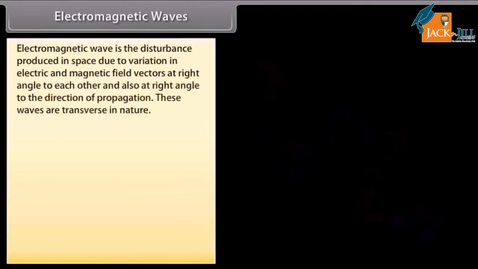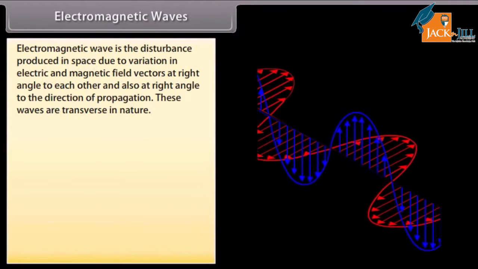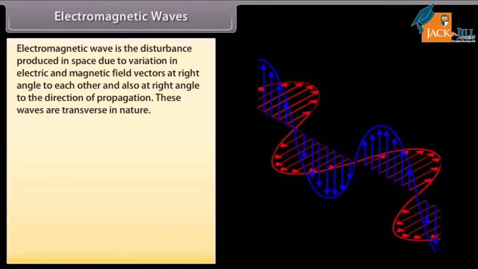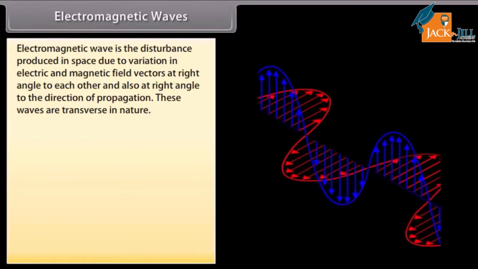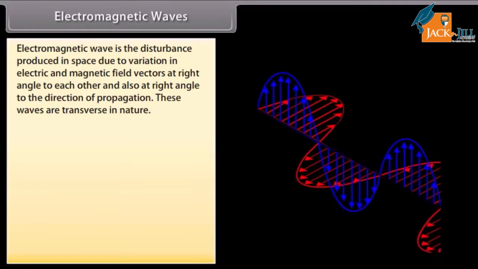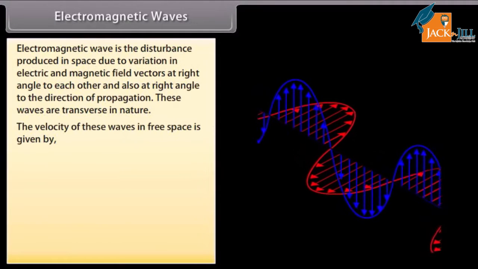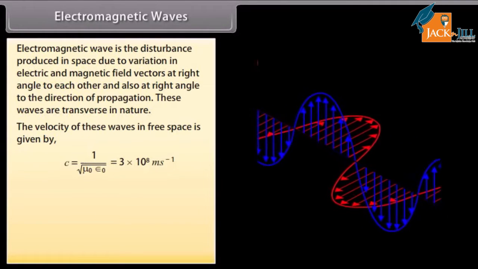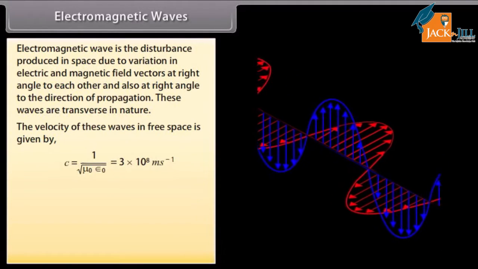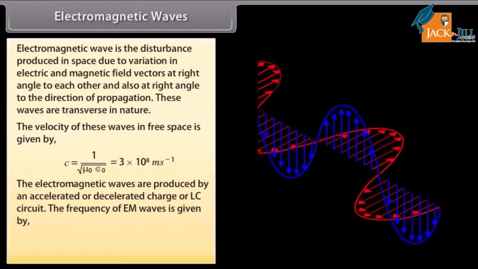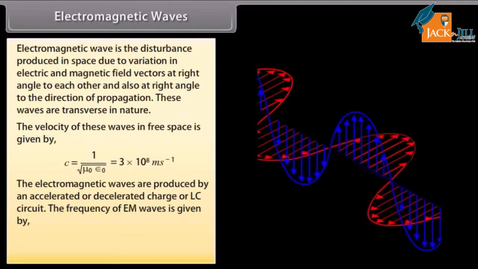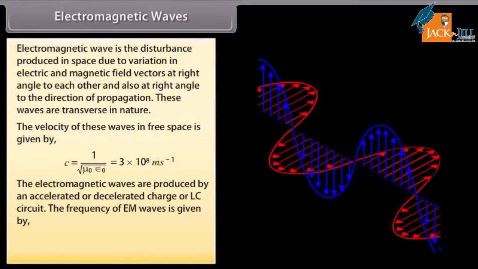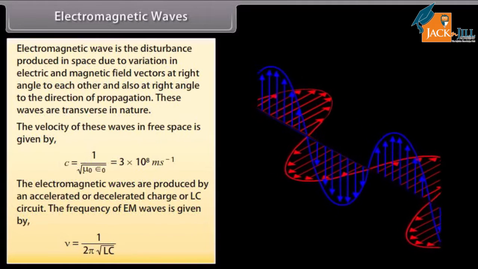Electromagnetic waves. An electromagnetic wave is the disturbance produced in space due to variation in electric and magnetic field vectors at right angles to each other and also at right angles to the direction of propagation. These waves are transverse in nature. The velocity of these waves in free space is equal to the velocity of light, which is 3 times 10 raised to the power 8 meters per second. Electromagnetic waves are produced by an accelerated or decelerated charge in an LC circuit. The frequency of EM waves is given by 1 upon 2 pi root LC.